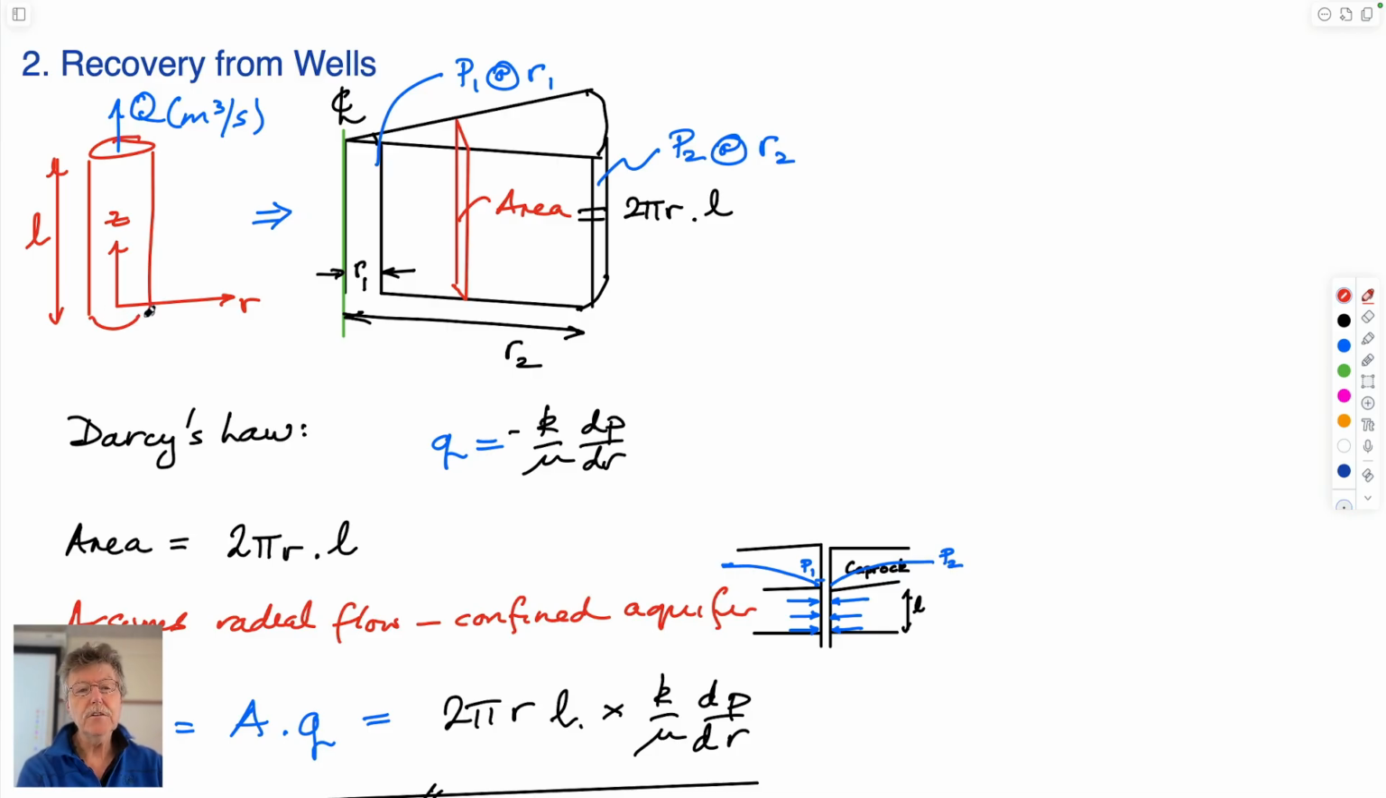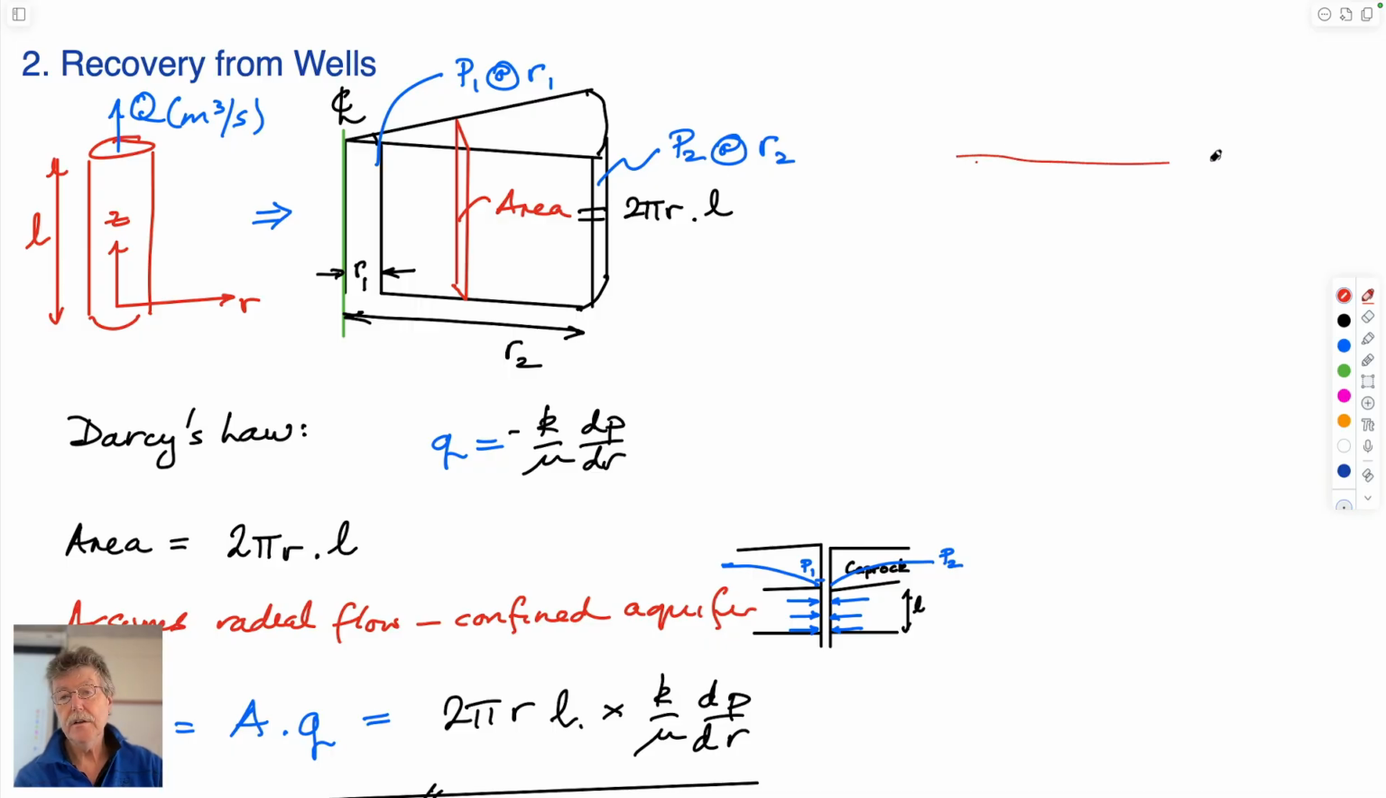A barrel of 200 degrees centigrade water is probably worth 20 cents, less than $1. So the big mismatch in value of the products drives the requirement to get a relatively large volumetric flow rate out of it. So if you look at flow to a well, you can look at a single well.